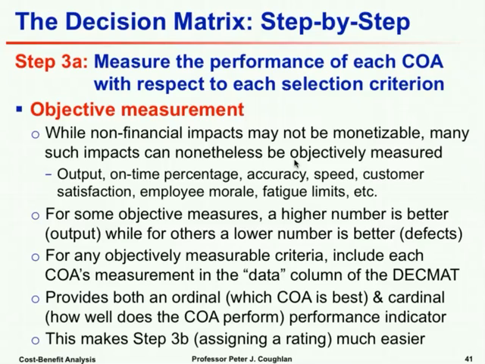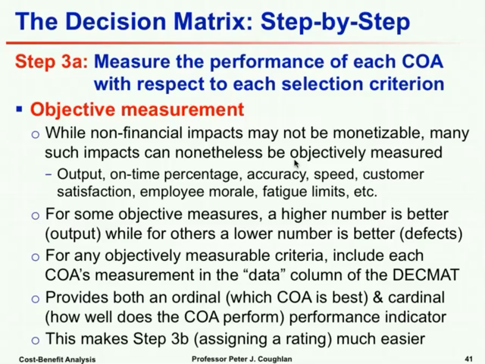So for any objectively measurable criteria, you want to include each course of action's measurement in the data column of the decision matrix. And so hopefully you've already read that and have some idea of what I'm talking about here. We will present it in a second. But the idea is that for anything that has objectively measurable criteria, whether it be cost, accuracy, or any of these objective measures, you want to list them in the decision matrix. Even though they don't actually get multiplied or added, they're there. And so the decision maker can then look at the ratings that you've given, and understand where the ratings come from based on the objective measurement, right?